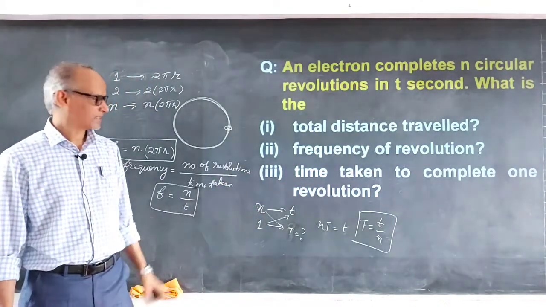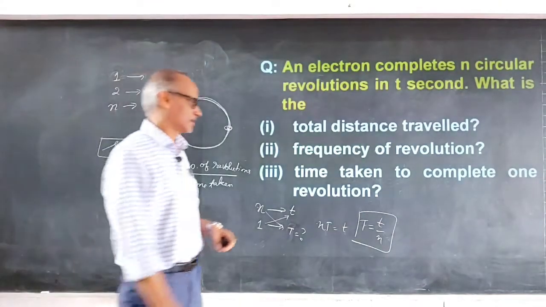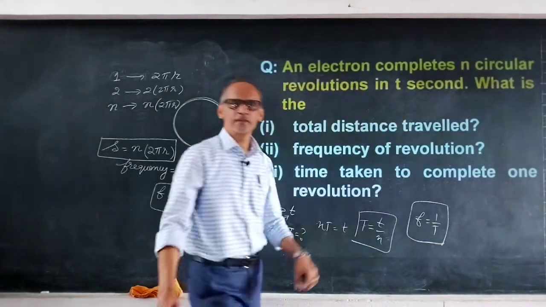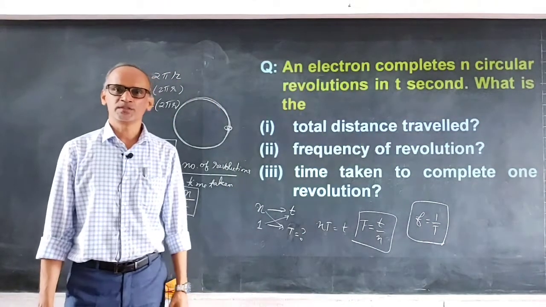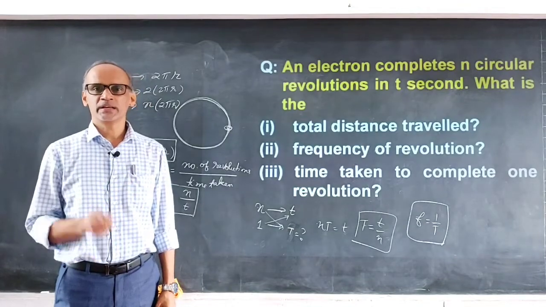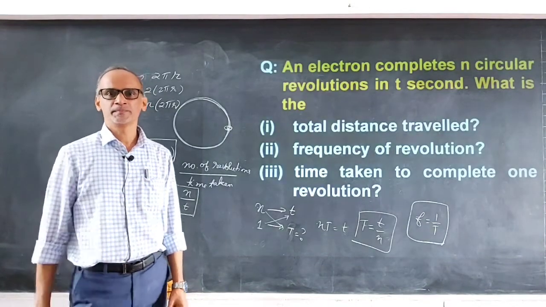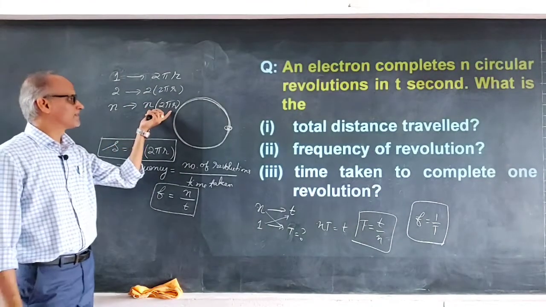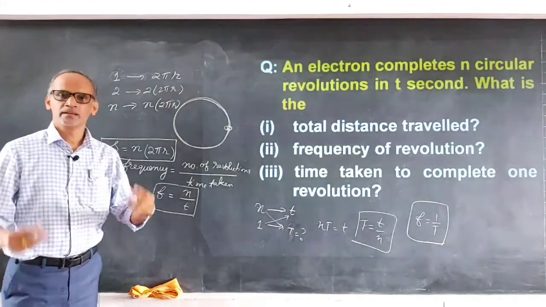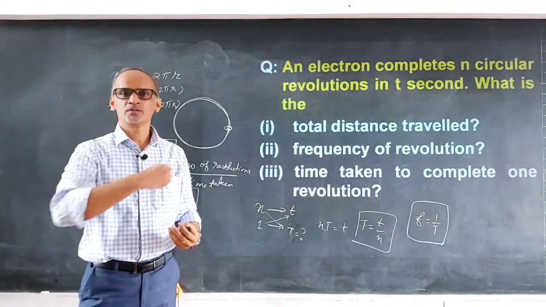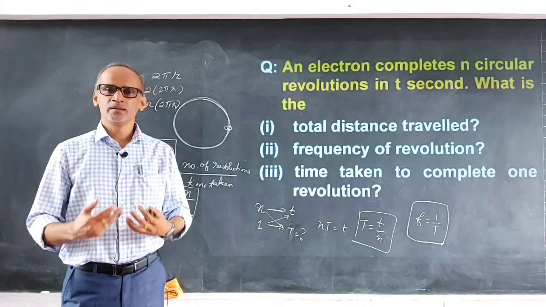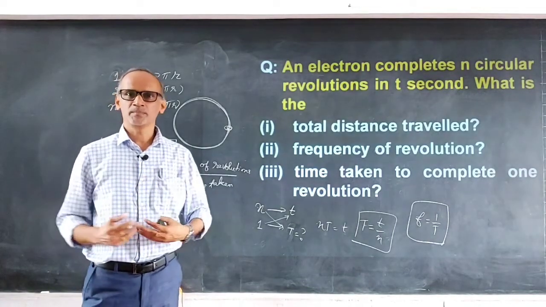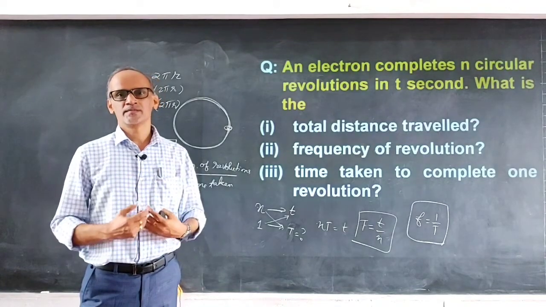So therefore, we can conclude that F is equal to 1 by T. That is, frequency of revolution and time period of revolution are inverse to each other. F is equal to 1 by T or T is equal to 1 by F. So basically, you can see we have made use of the mathematical formula in physics in understanding the motion of the electron. So this is how the different formulas are used in physics, and that's what I'm going to explain in the rest of the classes.